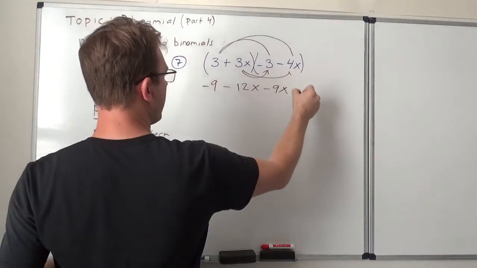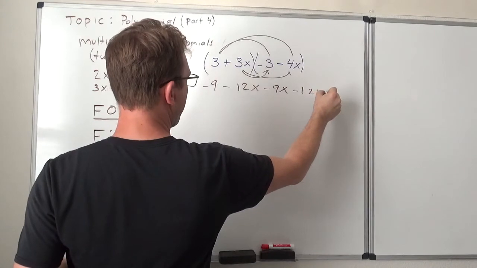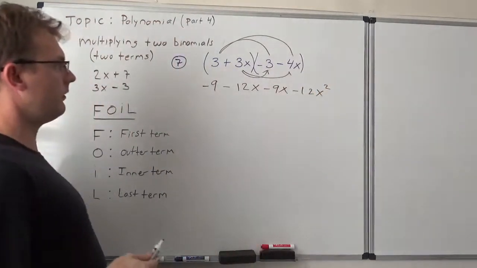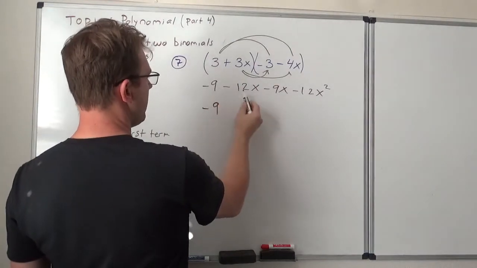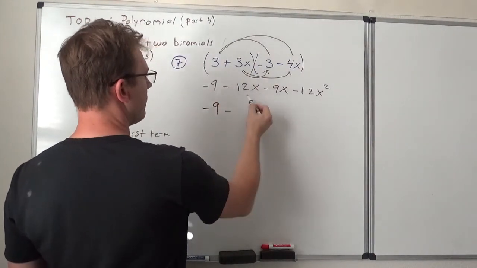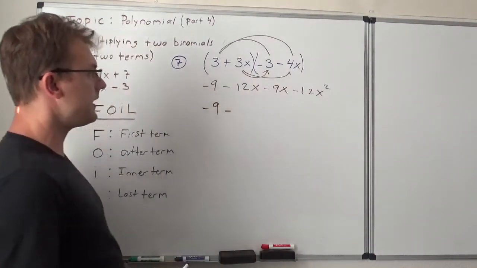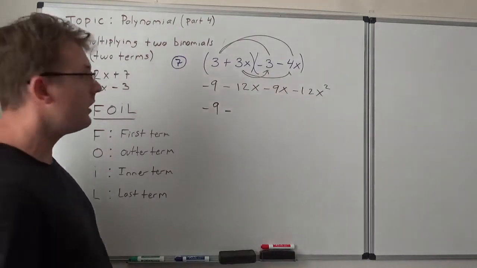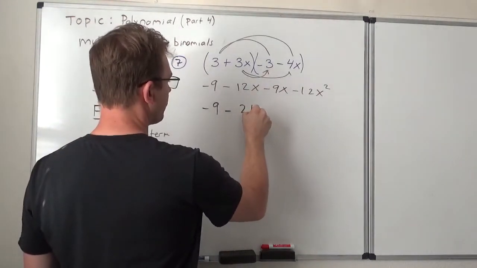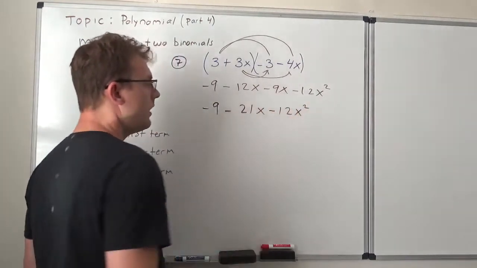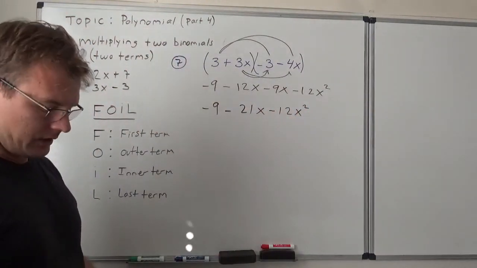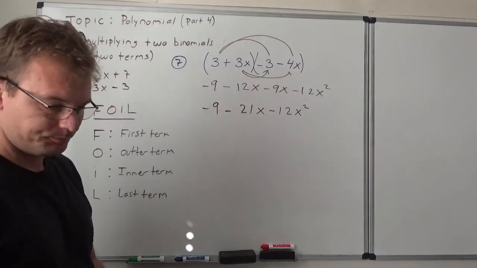3 times that is negative 12x squared. Just make sure my math is correct. So we have negative 9, negative 12, that'd be negative 12 and 9. Let's see, that's going to be 21. Making sure my math is correct. 12x squared. Okay, here's one thing I want you to think about when you do these.